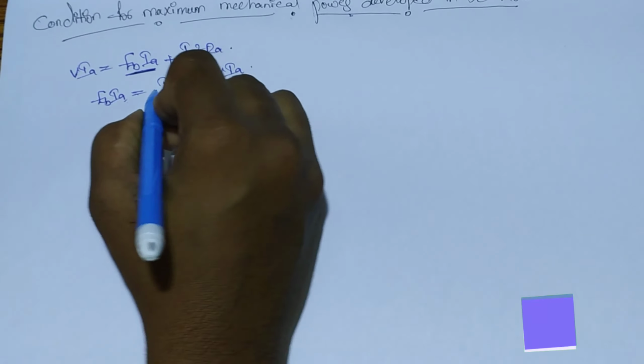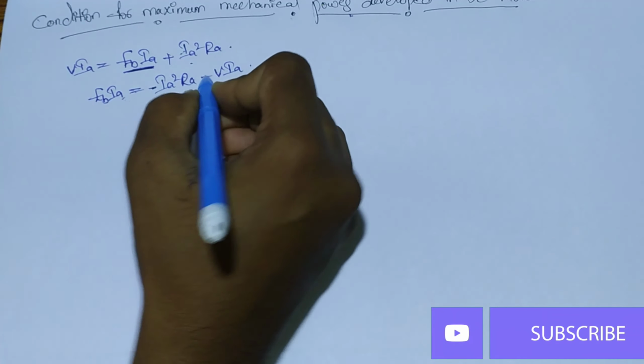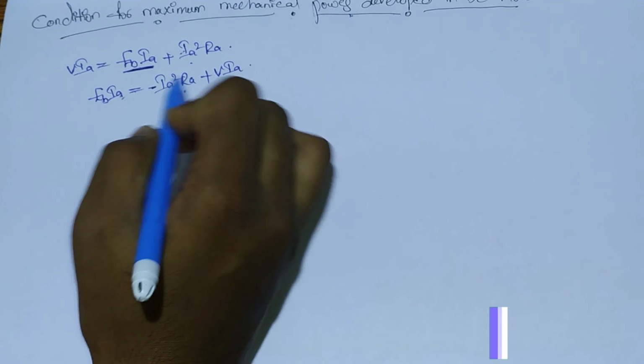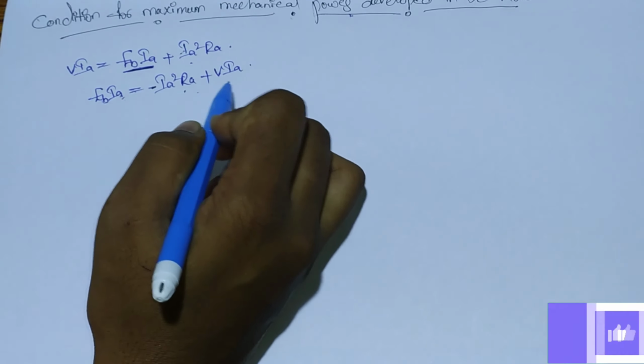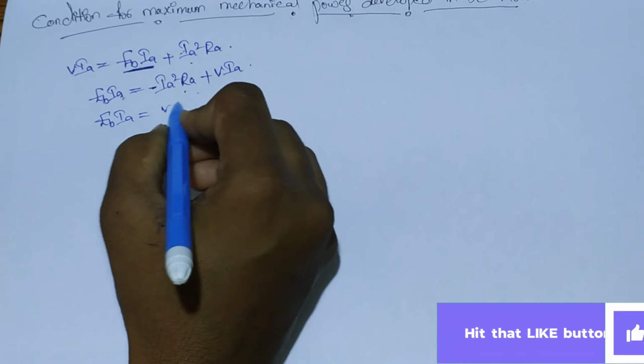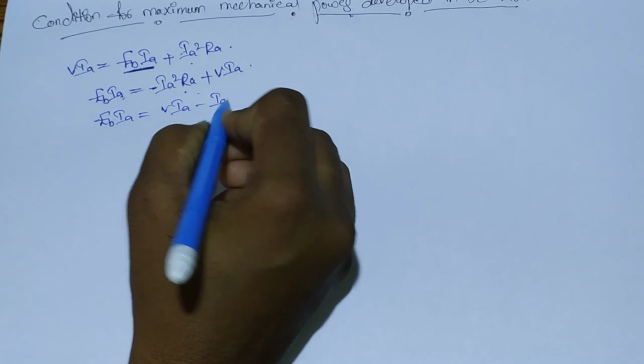So minus IA plus VIA here you can get. So EB equal to minus IA square RA plus VIA. Then from this, EBIA equal to what we get? VIA minus IA square RA.